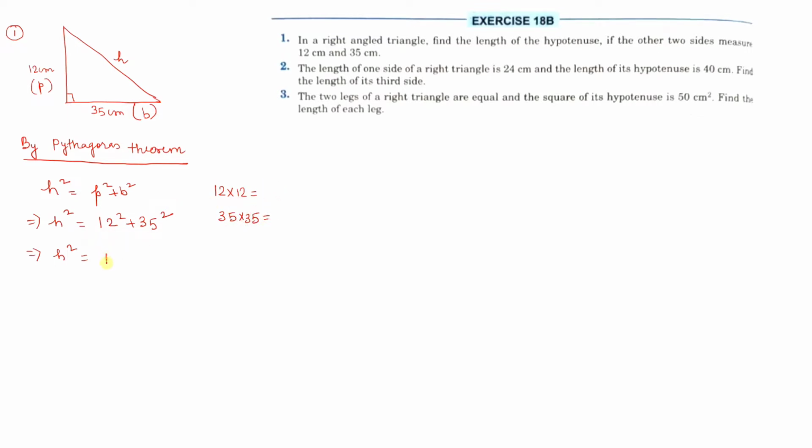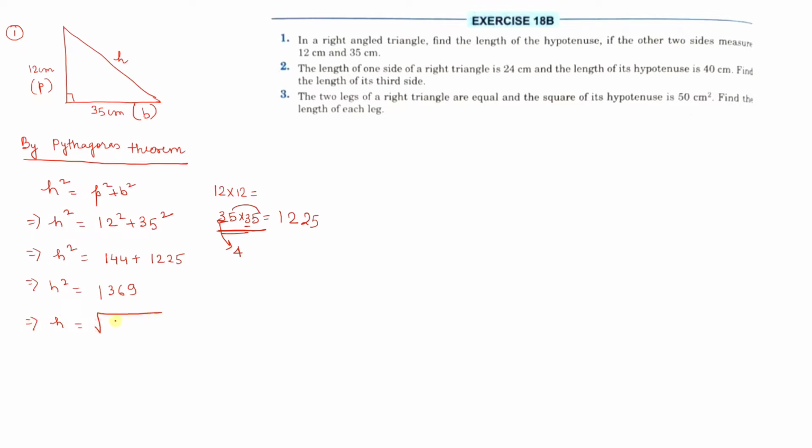It will be 144, and let me explain the shortcut for 35 square. 5 into 5 is 25, and the next number after 3 is 4, so 3 into 4 is 12. This is a shortcut to square any number ending with 5. But keep in mind that the two numbers have to be the same, then only you can apply this formula. So this one will be 1225. Next, h square is equal to 144 plus 1225, that is 1369. Next, if you remove this square, it becomes square root.